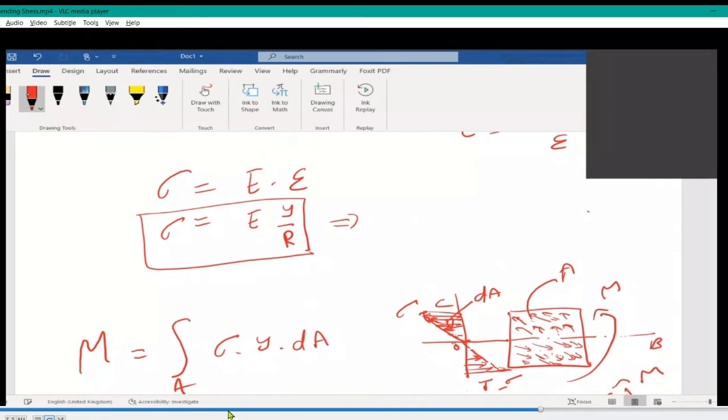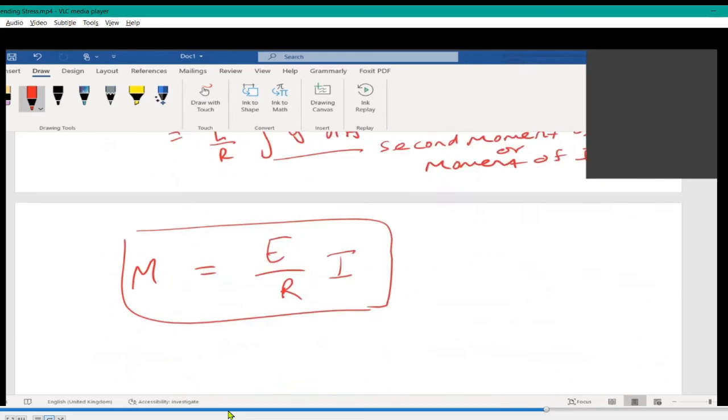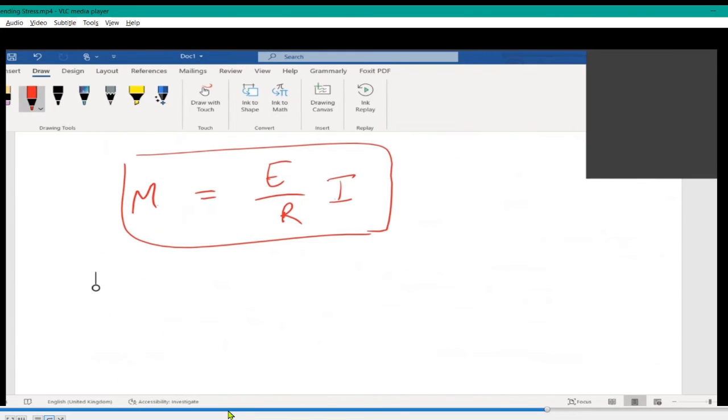I separate this one. This can be, what is ER? Just for convenient purpose, what is here? Sigma over y. Am I correct? So I just substitute this value. Substitute for E R equal to sigma over y. I will have the equation M is equal to sigma over y, and then I. Am I right? Please correct me if I'm wrong.